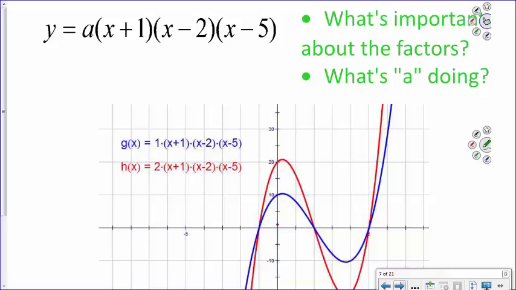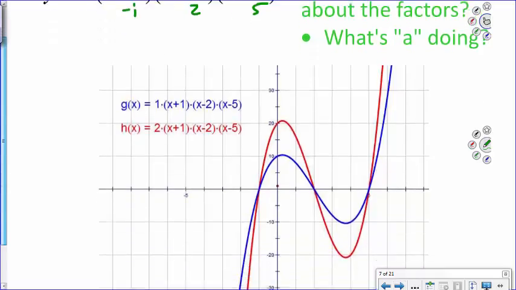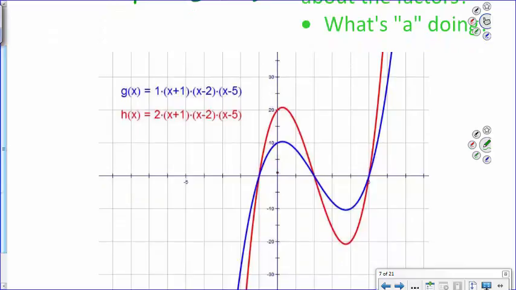So what's important about these factors? Well, these guys would all be the roots. So I'd have a root at negative 1, I'd have a root at 2, and I'd have a root at 5, as we can see down here. And if you notice, the difference between the blue and the red graph is that the blue graph has 1 for a vertical stretch, and the red graph has 2 for a vertical stretch. So the red one obviously shoots up vertically a little bit more than the blue one does, as you can see.